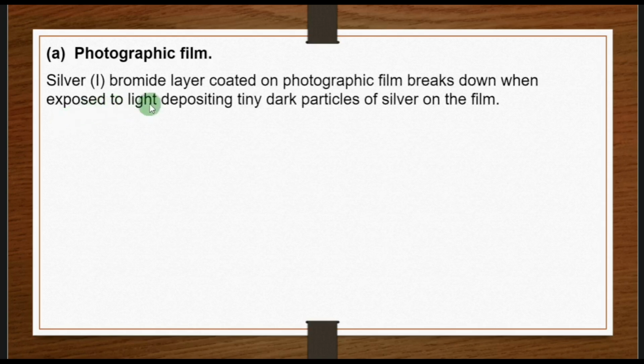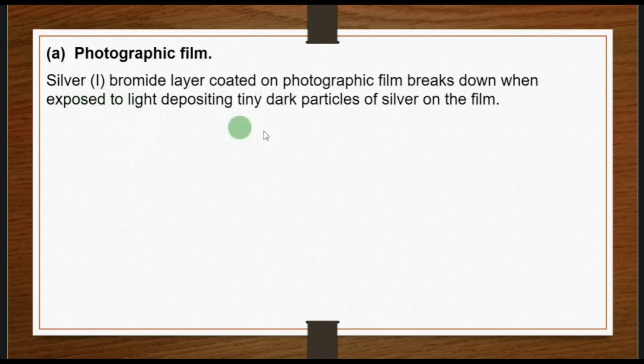Photographic film. How does light intensity affect the rate of reaction in photographic film? What you should know, guys, is that the silver bromide layer coated on photographic film breaks down when exposed to light, exposing tiny dark particles of silver on the film. In a photographic film there is a layer which is silver bromide. This layer is coated on the film, and when the film is exposed to light, the silver bromide splits.